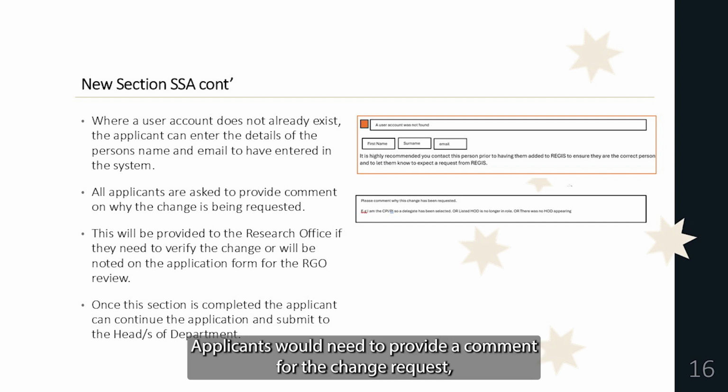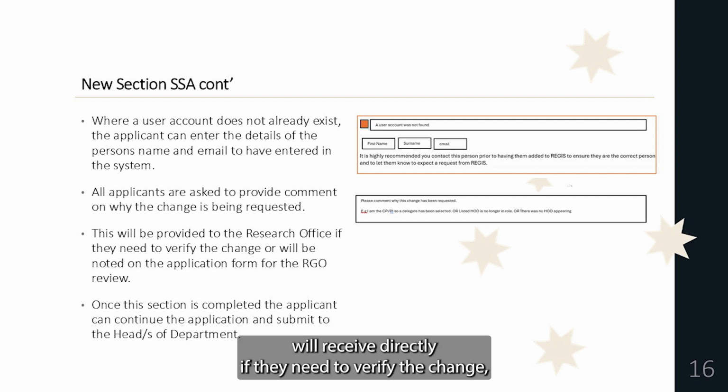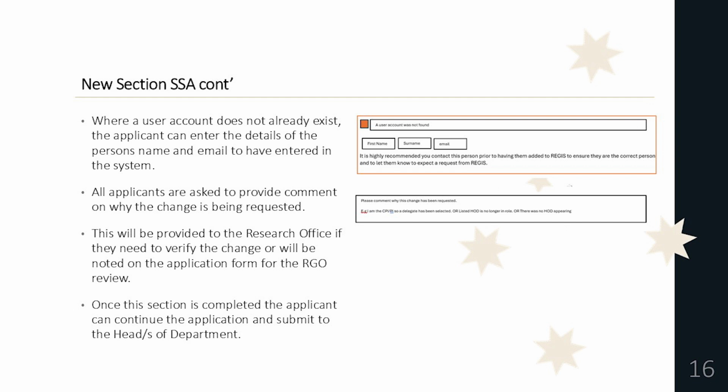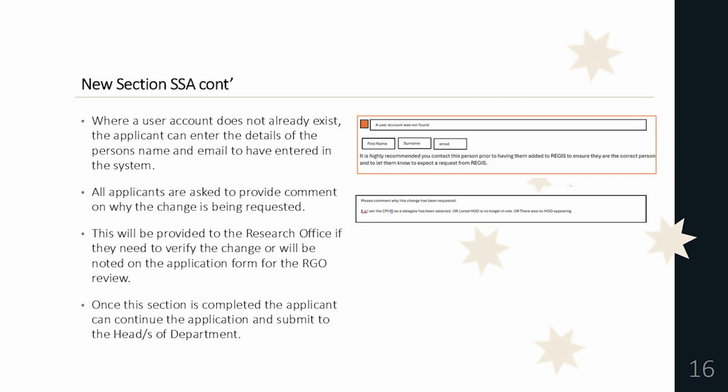Applicants would need to provide a comment for the change request, which the Reviewing Research Governance Office will receive directly if they need to verify the change, or it will be noted on the application for their review. Once completed, the applicant can continue through the form and submit the application.